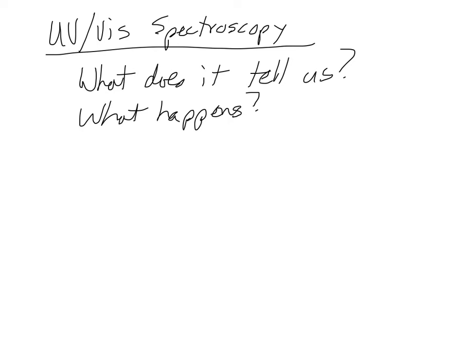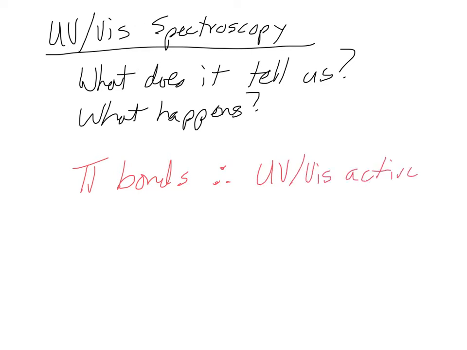There needs to be pi bonds. So if something's UV active, it has pi bonds. If there's pi bonds, therefore, it's UV vis active. If it has pi bonds, it's UV vis active.